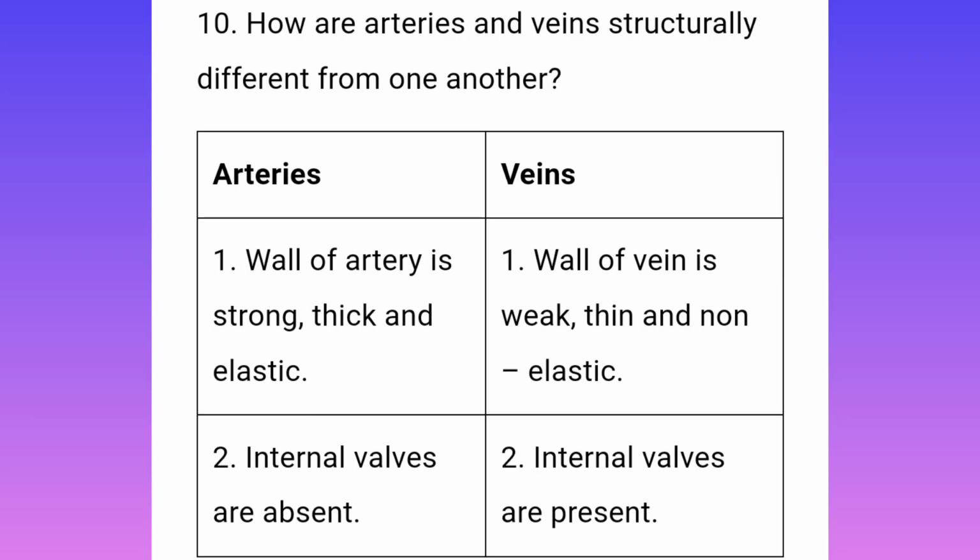10th question, how are the arteries and veins structurally different from one another? Arteries, first point, wall of artery is strong, thick and elastic. Veins, first point, wall of vein is weak, thin and non-elastic. Arteries, internal valves are absent. In veins, internal valves are present.